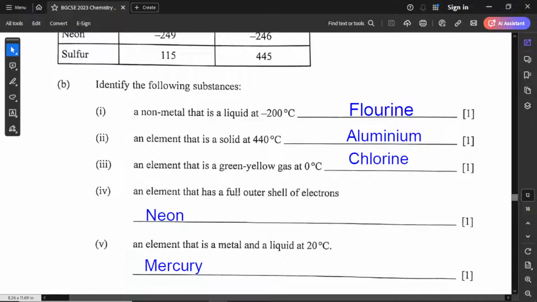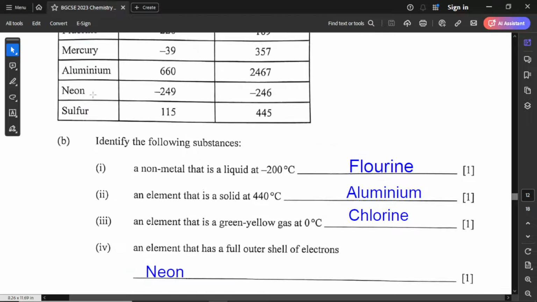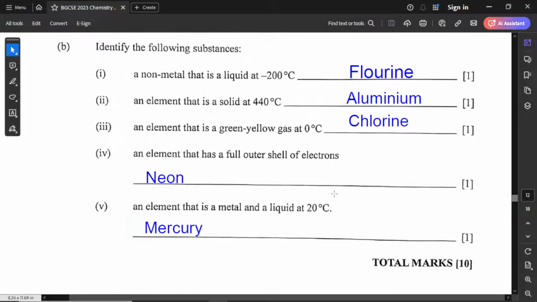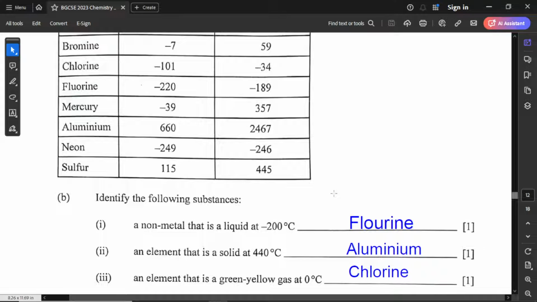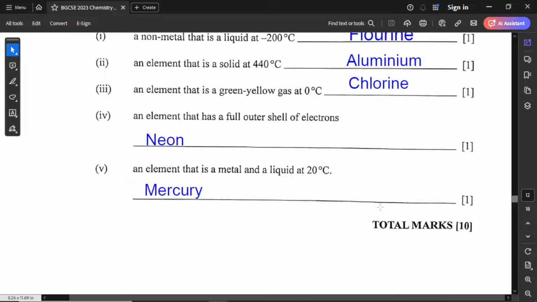Part 4 is an element that has a full outer shell of electrons, and that is neon. It is a noble gas, so we know that right off the bat. And here it said an element that is a metal that is liquid at 20 degrees, and let's go right here. You're going to see mercury. All right, and mercury starts to melt at negative 39. So by the time it reaches negative 20, as they suggest, it will definitely be a liquid at 20 degrees, and not even negative 20. At 20 degrees it is already a liquid, way liquid before that.